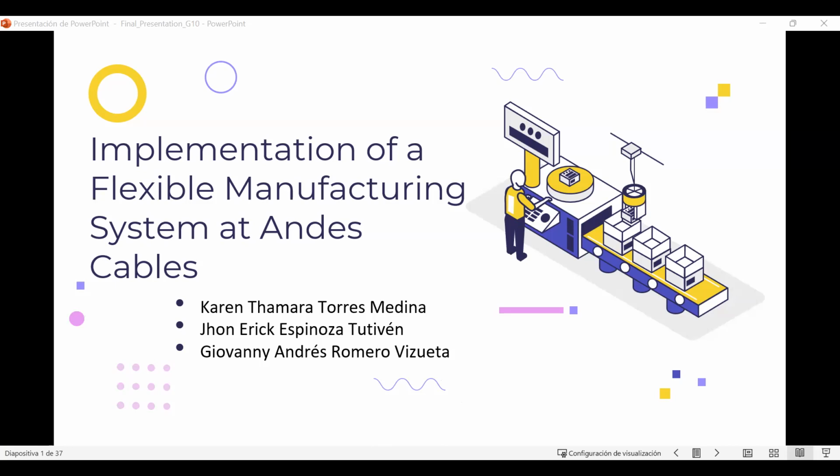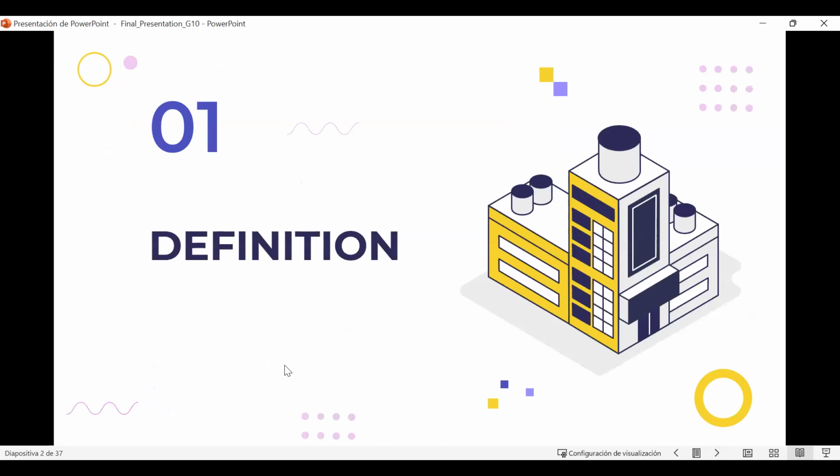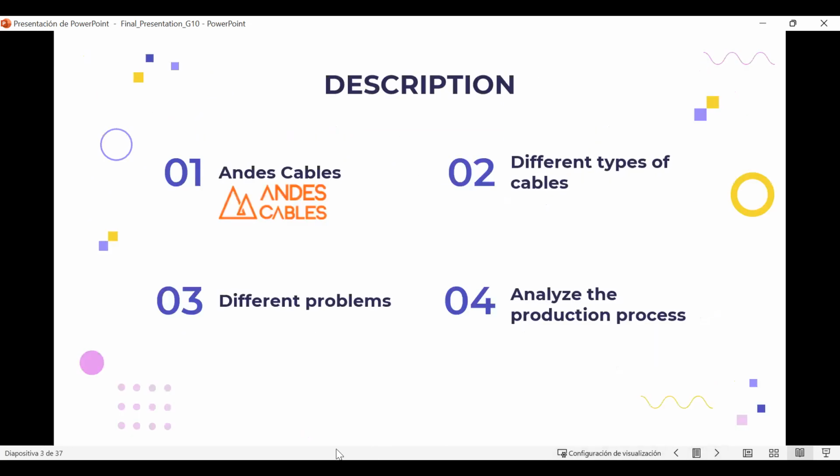Good afternoon, everyone. We are group number 10, and we are going to present our factory project. In these parts, we have the section with the name definition, then the description. Our company name is Andes Cables. This is an Ecuadorian company whose factory is located in the city of Santo Domingo.